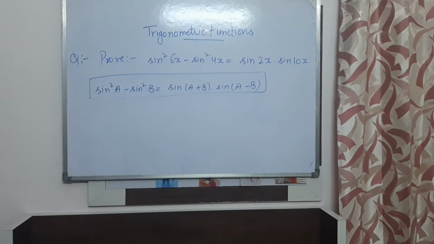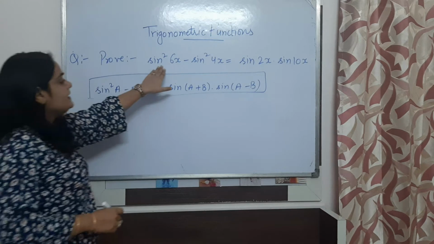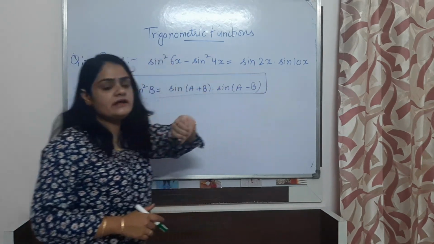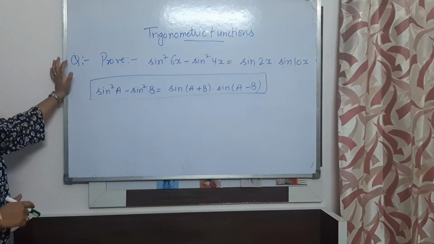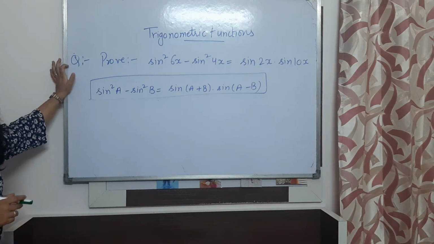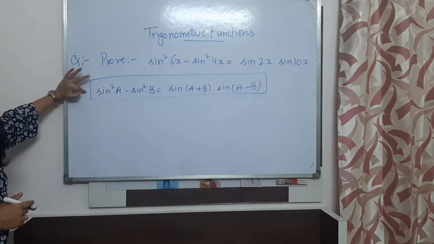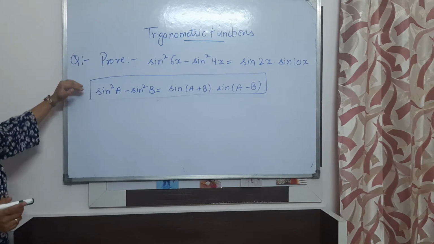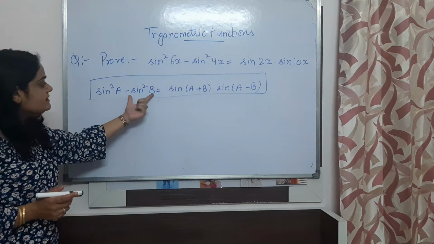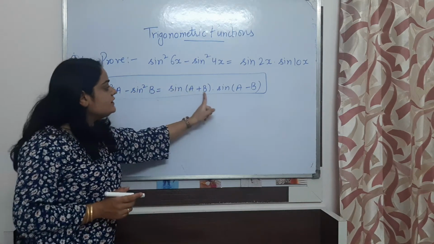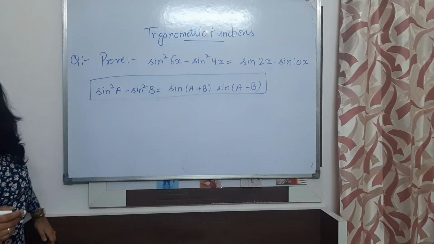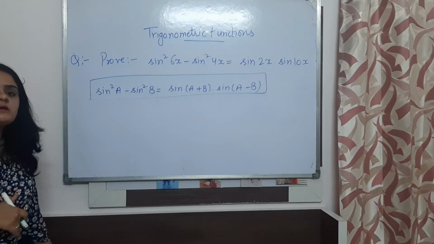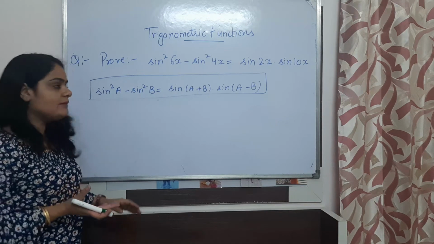Now the next question is, we need to prove sin square 6x minus sin square 4x is equals to sin 2x into sin 10x. Now this question is very easy, because we can apply the formula directly. What is the formula? This is a new formula for you. Sin square a minus sin square b is equals to sin of a plus b into sin of a minus b. It is sort of related with the algebraic formula, a square minus b square is equals to a plus b, a minus b.